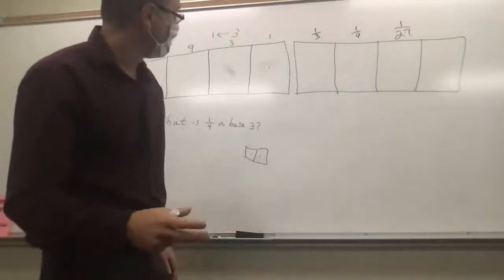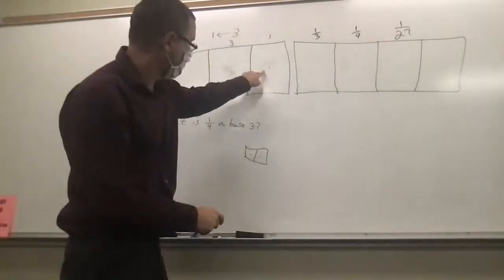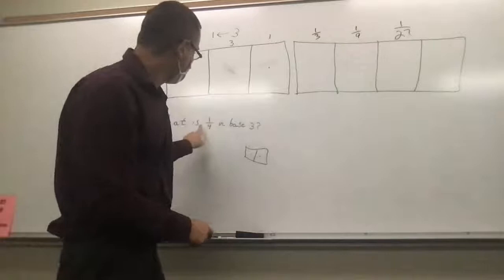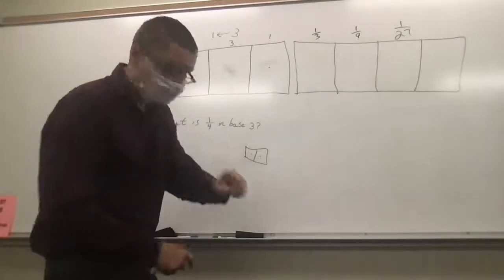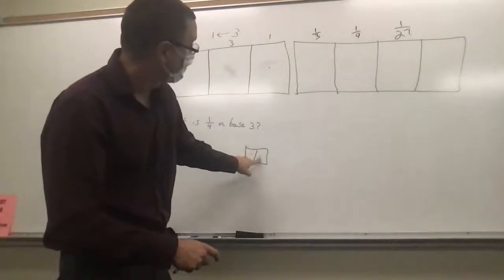Cool. So we have this 1 dot here. And I'm saying, what is 1/4, or 1 divided by 4? So how many groups of 4? Again, 4 looks like 1 dot next to 1 dot.